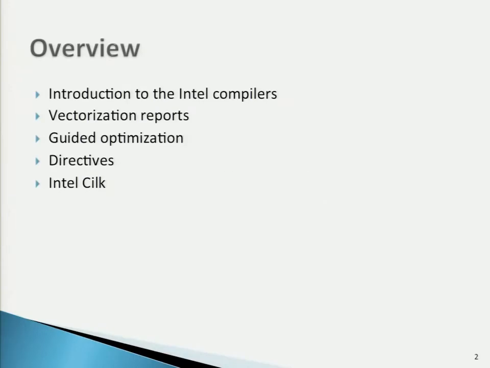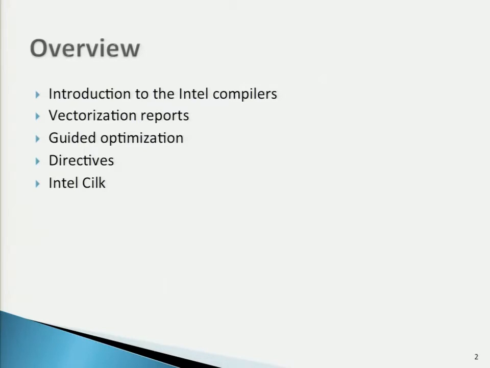Okay, so I'm going to be talking about some specific options and steps you can go through with the Intel compiler, because Intel now have a complete compiler suite: Fortran, C and C++ compilers. It's in their interest to help people to vectorize their code using their compilers, and they provide a lot of tools that we can use to achieve this.